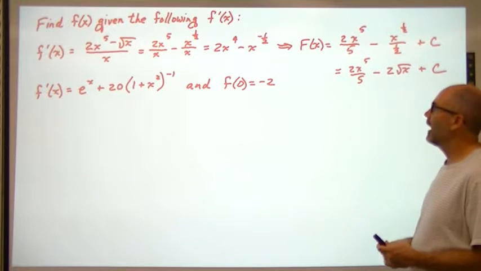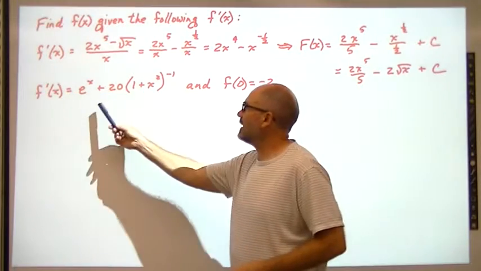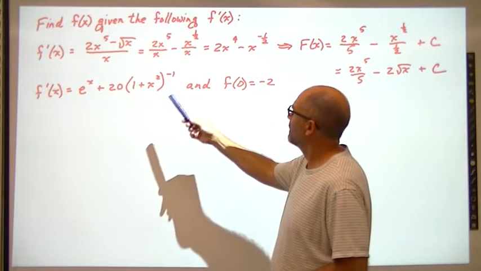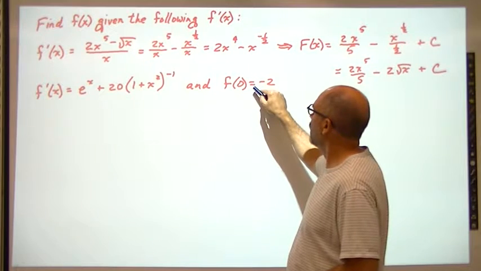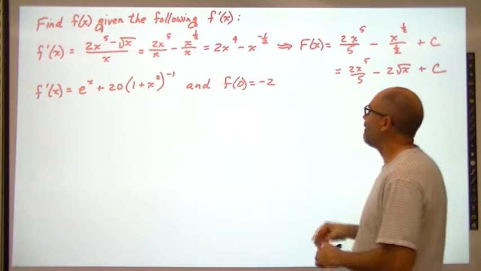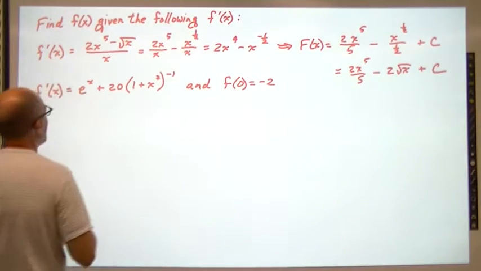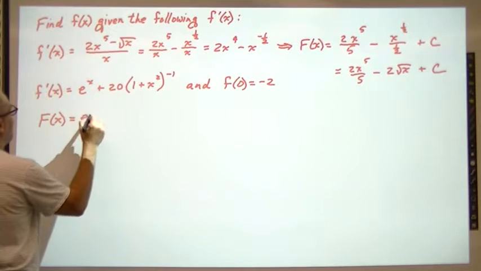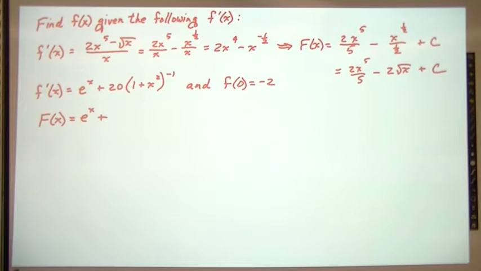Okay, that's it. Now, this next one, we've got an e to the x here. F prime is e to the x plus 20 times 1 plus x squared to the negative 1. Now, they're also giving us what we call initial conditions: F of 0 equals negative 2. So here's what we're going to do. We're going to do the antiderivative first. The antiderivative of e to the x is e to the x.